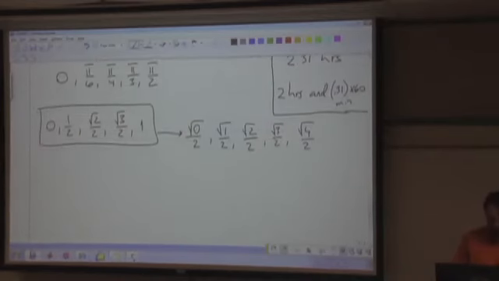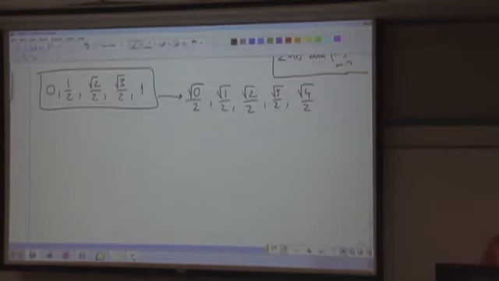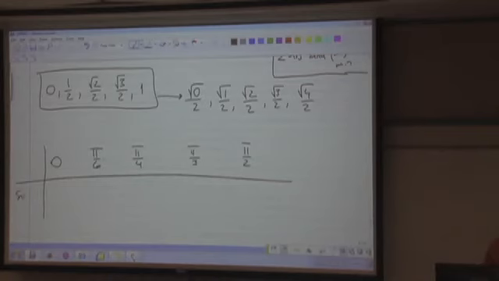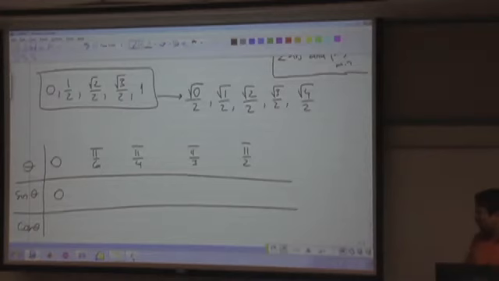Okay, so now here comes the fun part. 0, pi over 6, pi over 4, pi over 3, pi halves. Sine of theta, cosine of theta. So, as I said, the one thing I always remember is that sine of 0 is 0. Can you tell me what sine of pi over 6 is? 1/2.